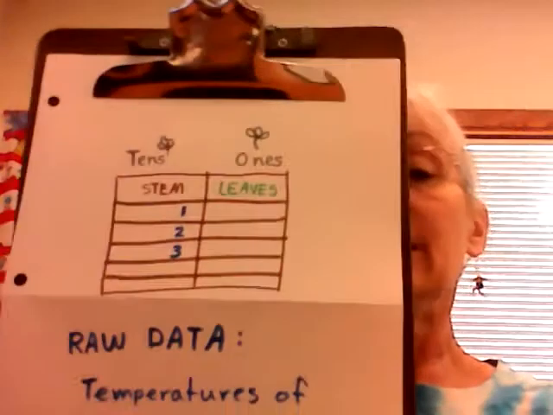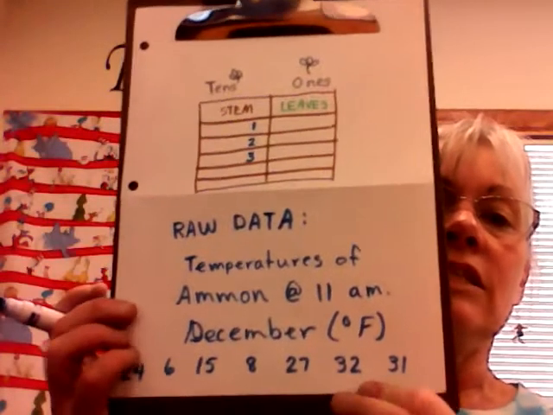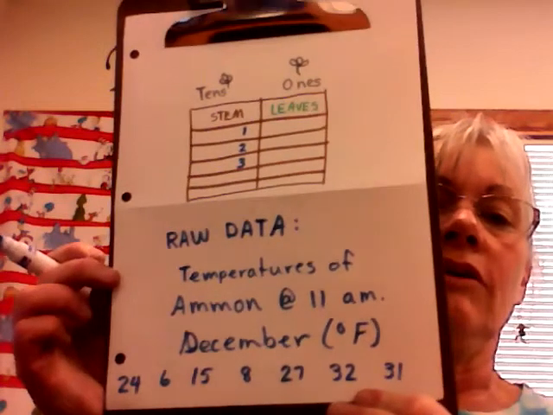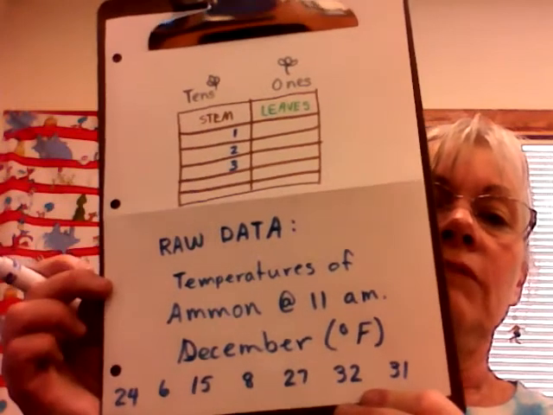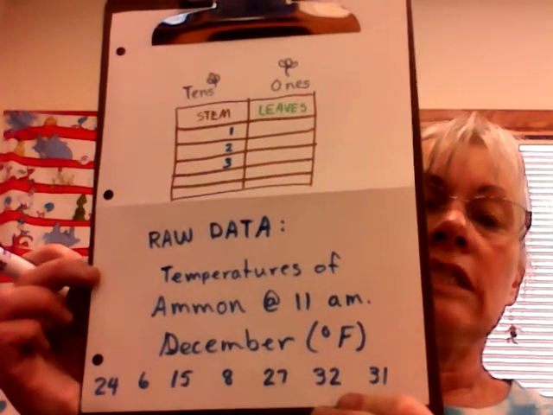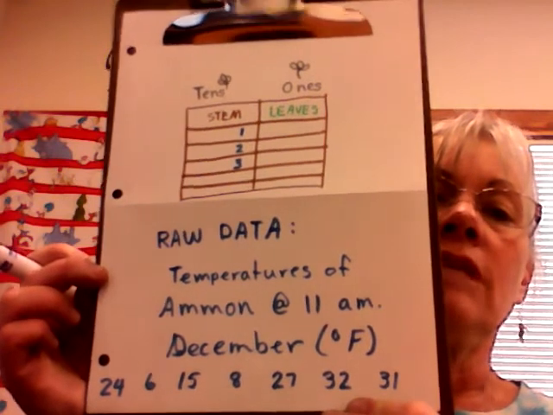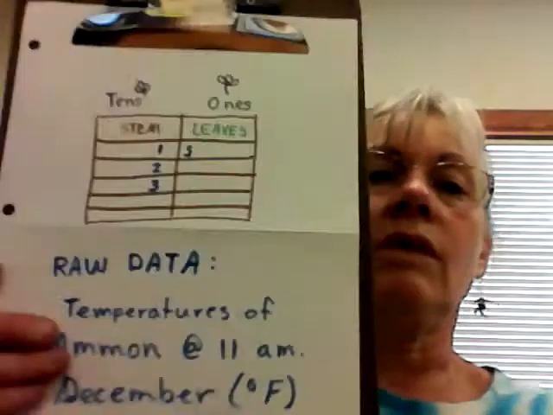But for the leaves now, we're going to organize all of the data that is a value in the tens or the teens. I see 1 here. That would be 15. We're going to put the digit from the ones column into the leaves side. So our stem and leaf plot so far looks like this. We had a 15 one day.